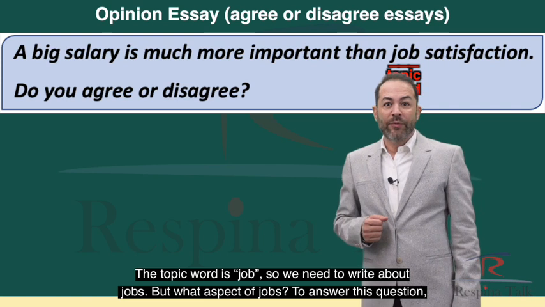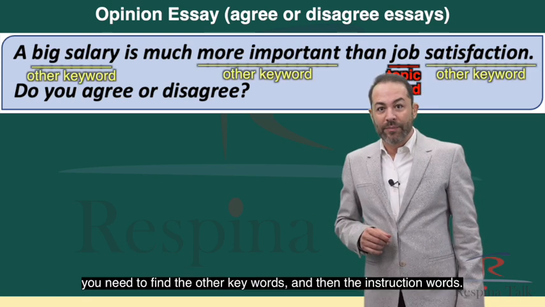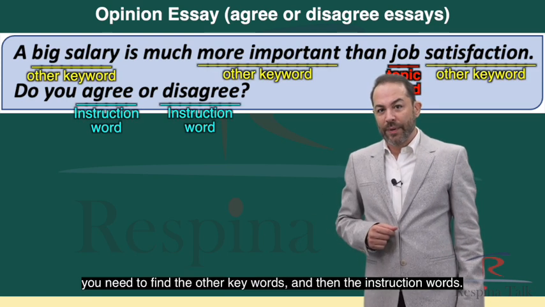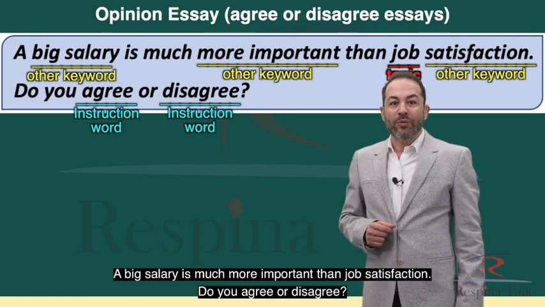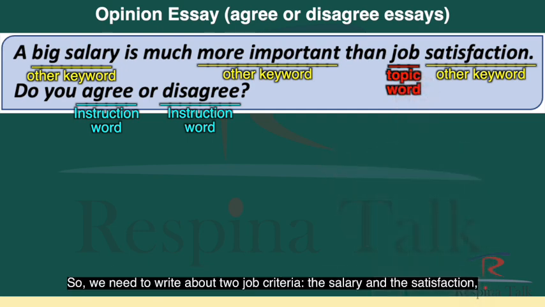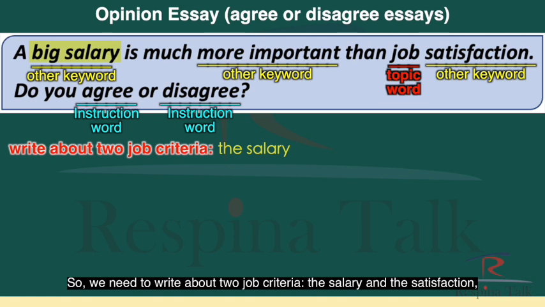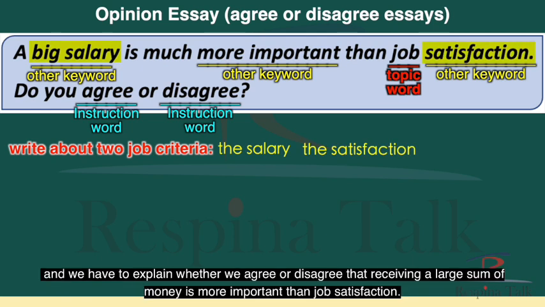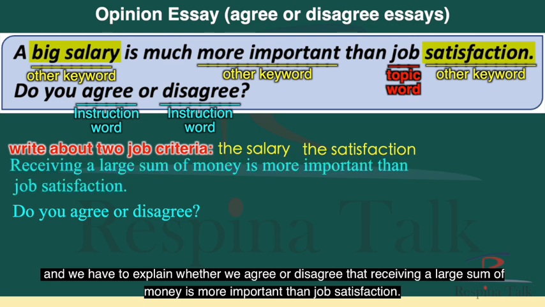To answer this question, you need to find the other keywords and then the instruction words. A big salary is much more important than job satisfaction. Do you agree or disagree? So we need to write about 2 job criteria: the salary and the satisfaction. And we have to explain whether we agree or disagree that receiving a large sum of money is more important than job satisfaction.